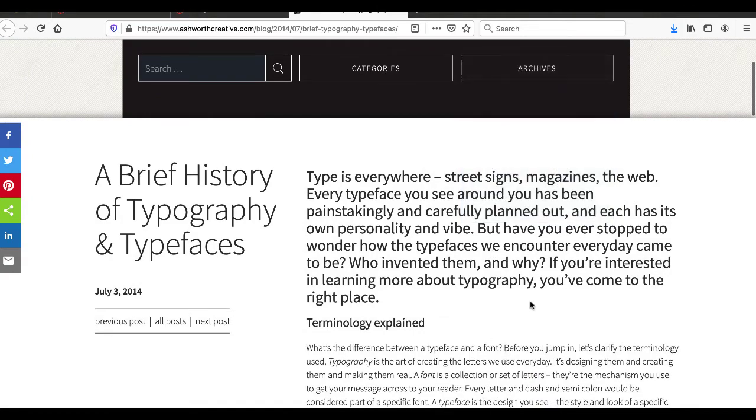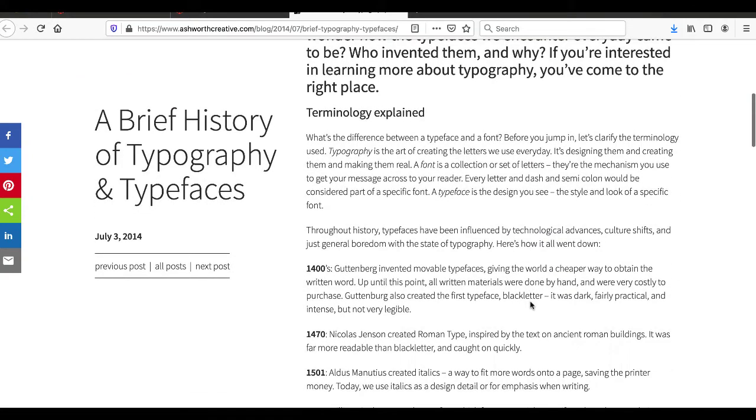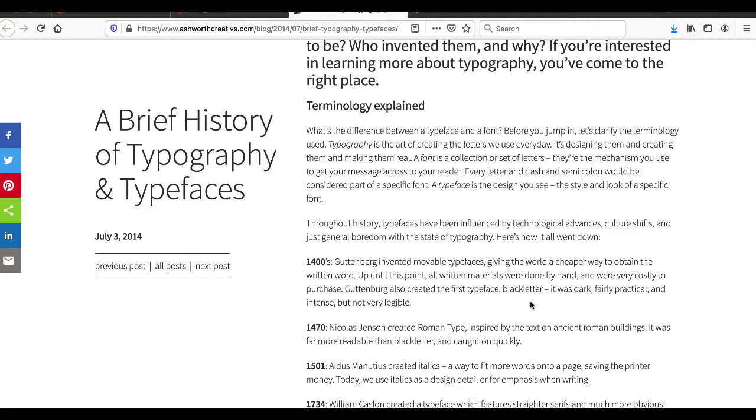Brief history of typography and typefaces. Terminology explained. So we kind of looked at all of those vocab words so that you can see them being put to use. 1400s, Gutenberg invented movable typefaces, giving the world a cheaper way to obtain the written word. Up until this point, all written materials were done by hand, and it was very costly to purchase. Gutenberg also created the first typeface, black letter. It was dark, fairly practical, and intense, not very legible.